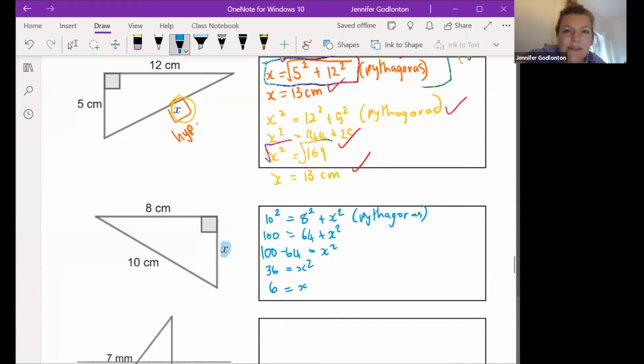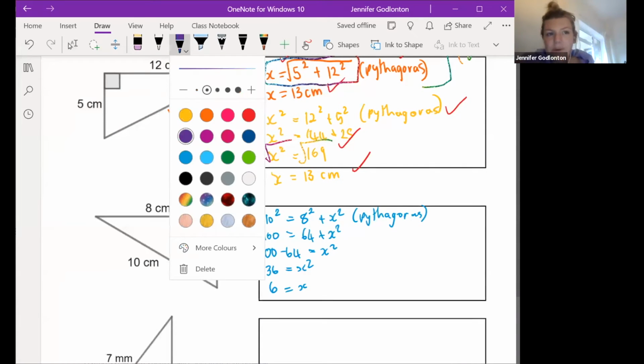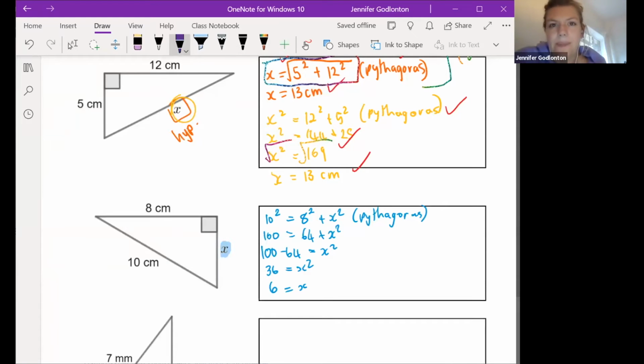Quick way of doing this. Now, this is where we need to be careful if we're doing the quick way. Quick way here is we have to think we're not looking for our hypotenuse, we're looking for a side.